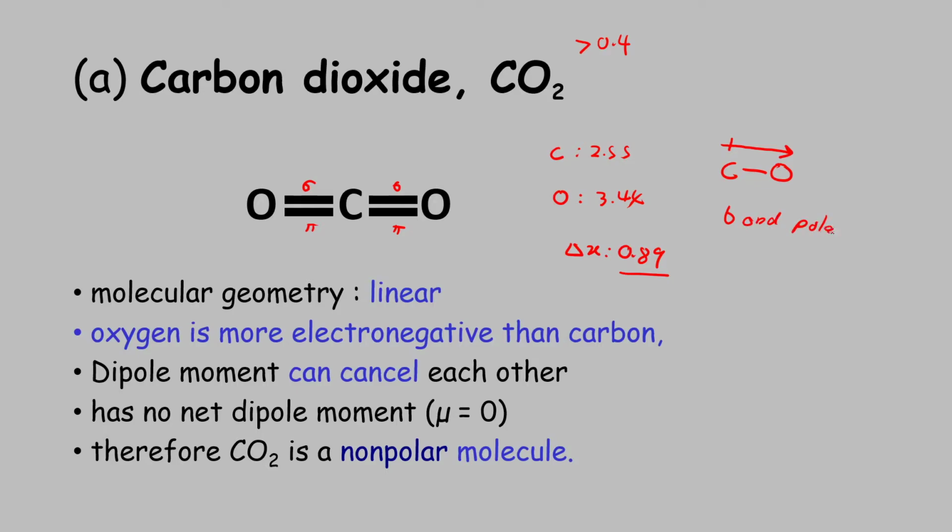But why do they say CO2 is a non-polar molecule even though its bonds are polar? Because we have one dipole moment going to the right and the other dipole moment going to the left.